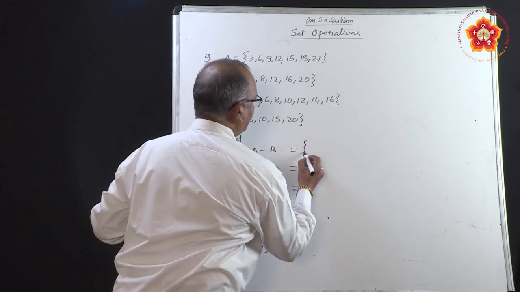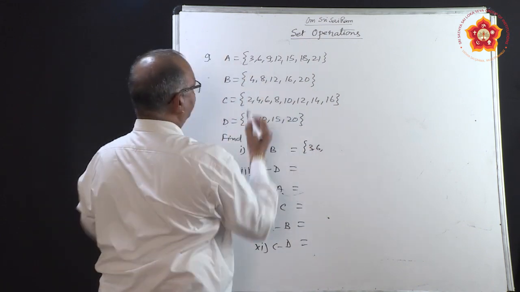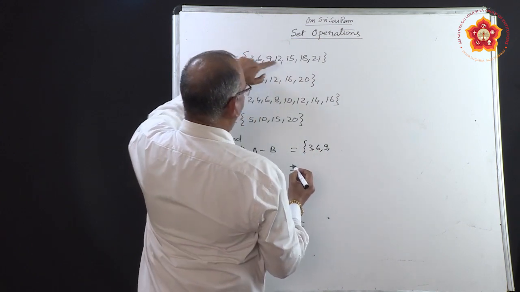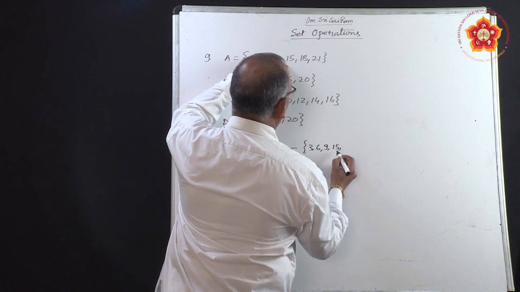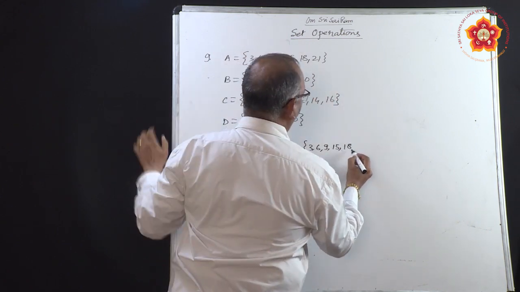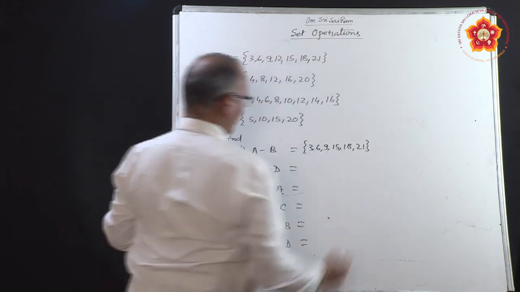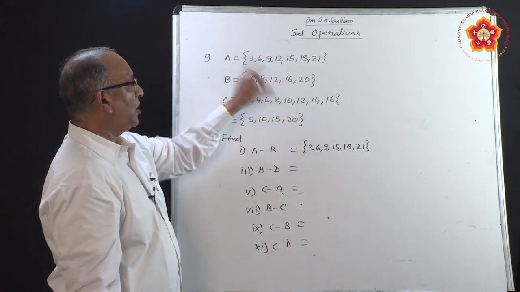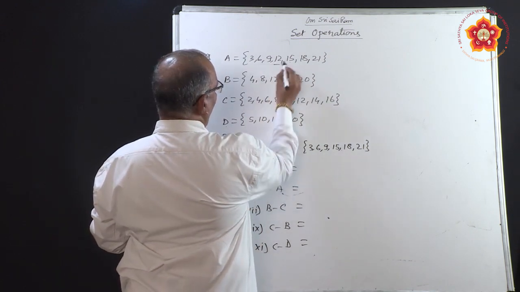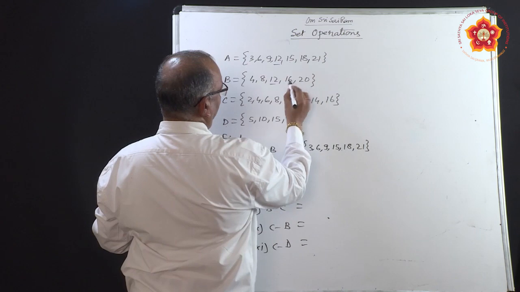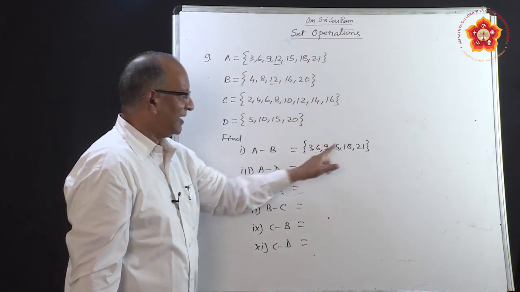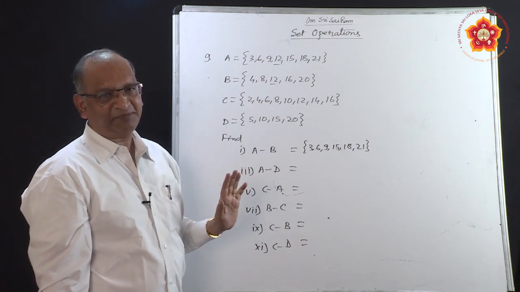So the answer is 3, 6, 9, 12 is there in B, so we cannot take it, 15, 18, 21. Elements which are in A but not in B. What are the common elements if you look at it that way? We have 12. That is the only element. So we write all the elements of A except 12. That becomes A difference B.